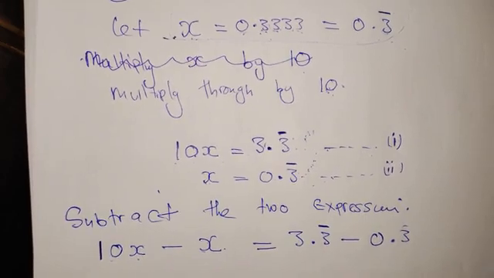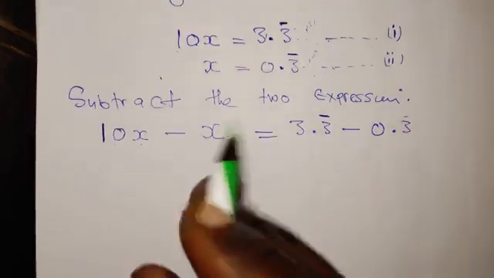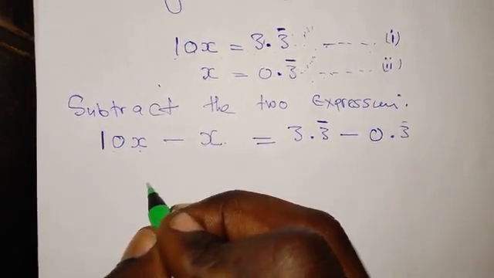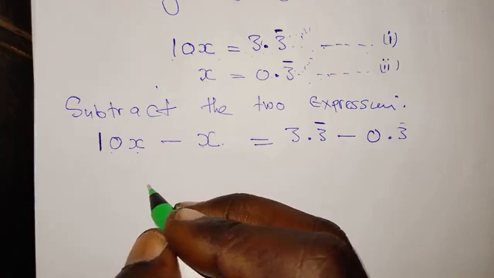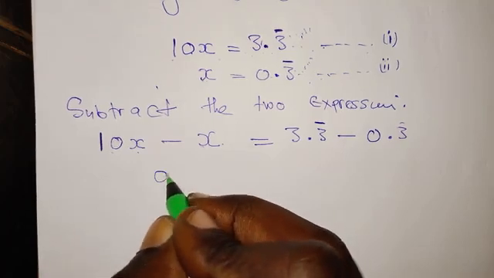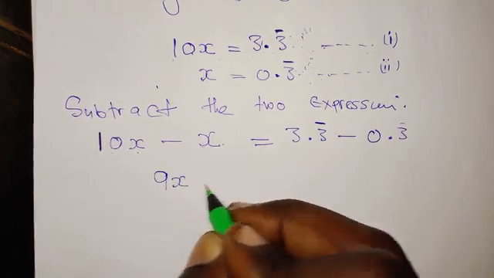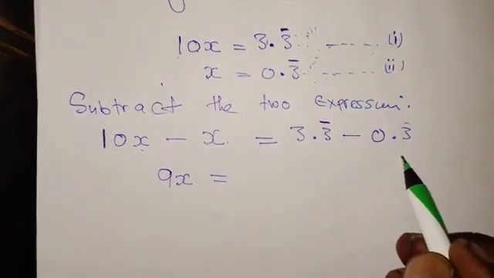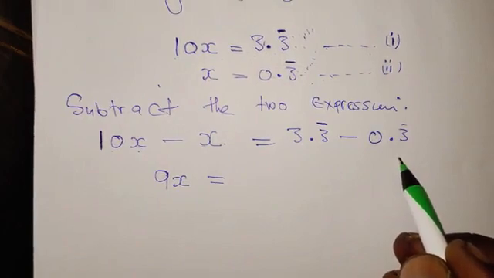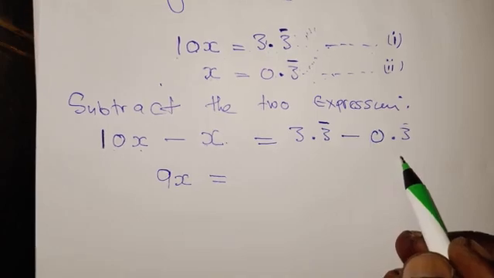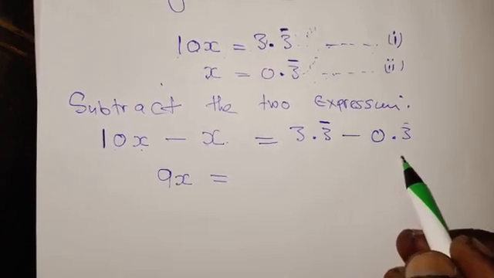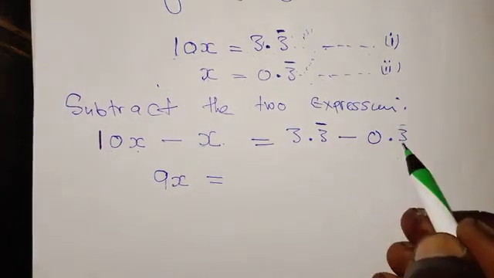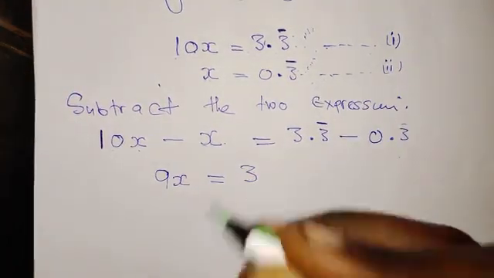So you now go ahead and ask yourself, okay, what is 10x minus x? Even without thinking, 10x minus x is just 9x remaining on this side, to be equal to, on your right hand side, 3.3 subtract 0.3. When you do the subtraction here, you discover that you're just going to remain with a 3.